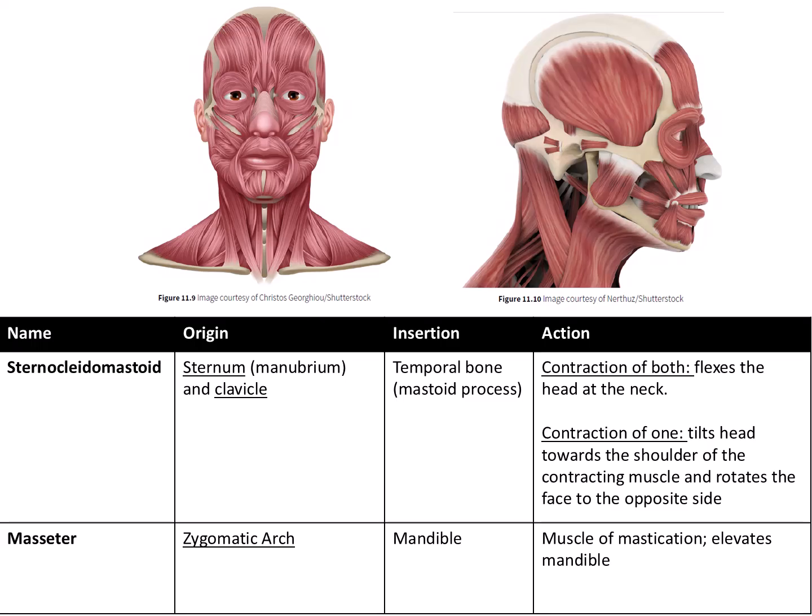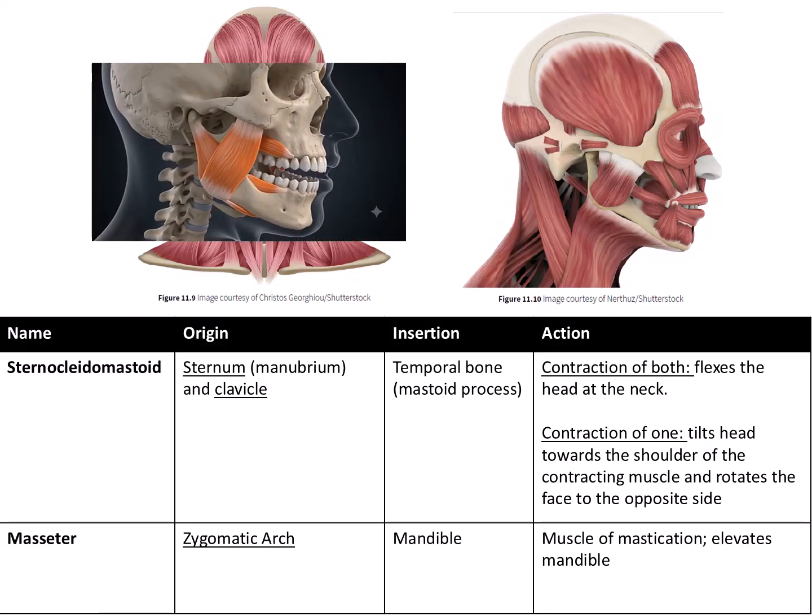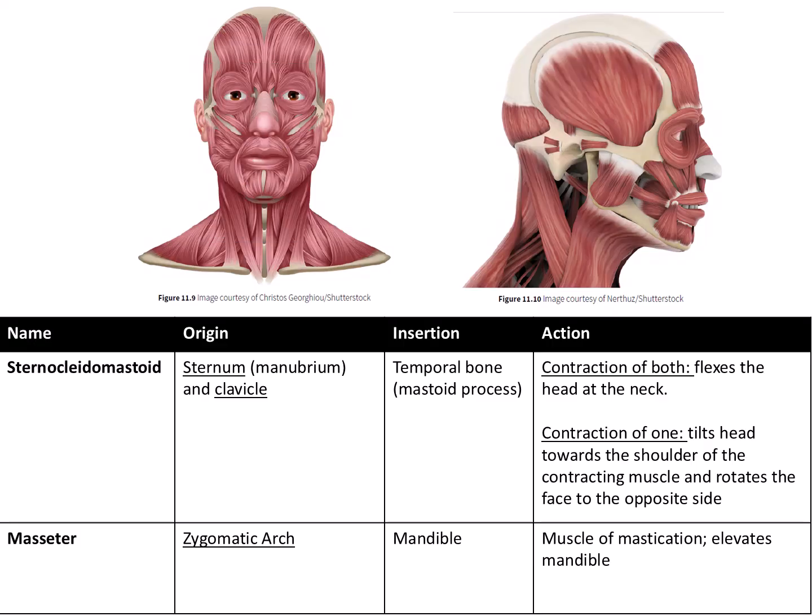The masseter muscle originates on the zygomatic arch and inserts on the mandible. When the masseter contracts, it elevates the mandible. The masseter is another muscle of mastication, just like the temporalis muscle mentioned earlier.